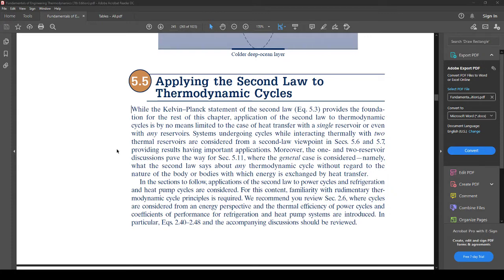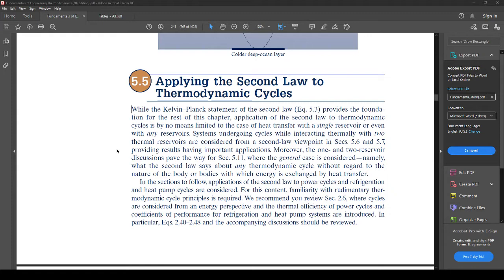So let's start here. It says, while the Kelvin-Planck statement of the second law provides the foundation for the rest of this chapter, application of the second law to thermodynamic cycles is by no means limited to the case of heat transfer with a single reservoir, or even any reservoirs. Systems undergoing cycles while interacting thermally with two thermal reservoirs are considered from a second law viewpoint in sections 5.6 and 5.7, which we'll get to, providing results having important applications.